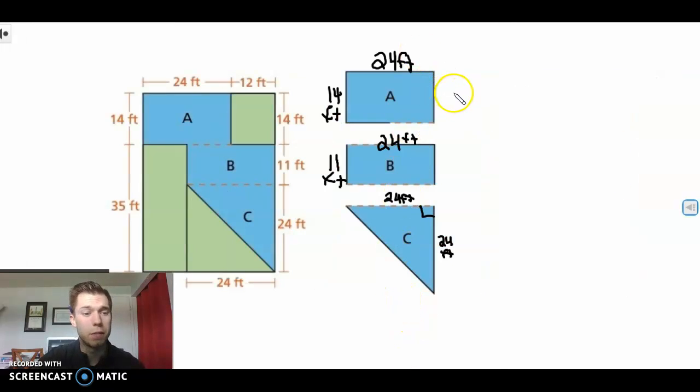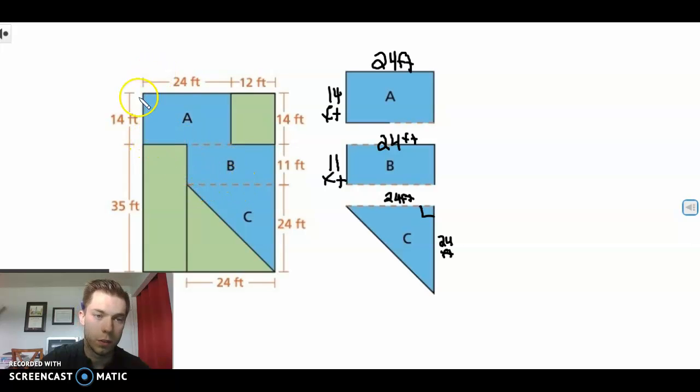So let's find the area of the non-green space first. Okay, so we've broken it off here. Remember, this was 35 feet down and this is 14 feet across. So since this is a rectangle, this is also 14 feet here. So that total length is 49 feet. Same thing going across here. This was 12 feet going across, and this was also 12 feet here. Well, if going from here to here is 24 feet, that would be 12 more feet to go from here to here.